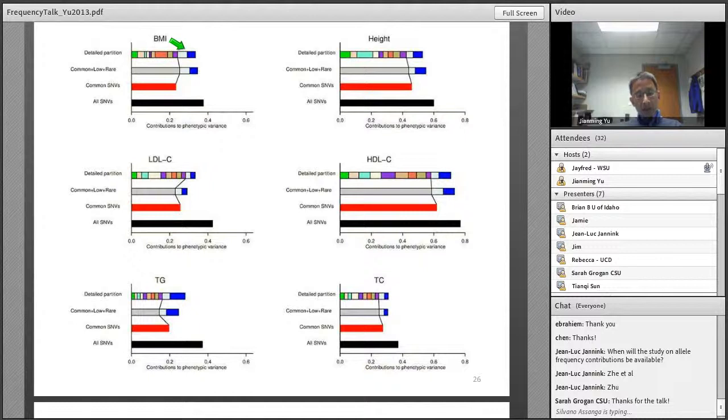Jianming Yu was one of the human geneticists. We work on this CHARGE consortium data. John Doebley contributed some of the maize mapping result to validate our sorghum genes. Thank you very much.